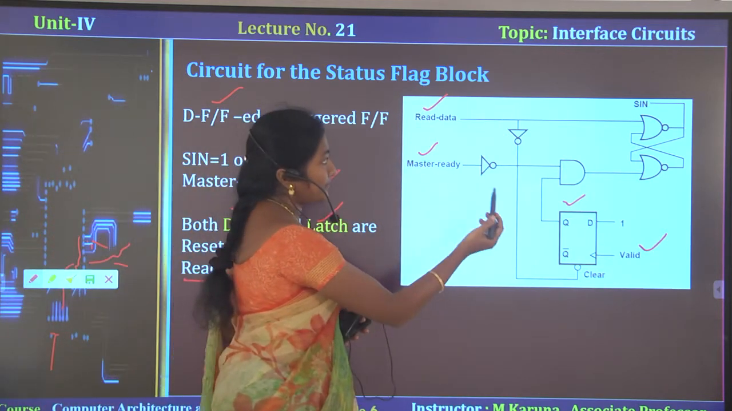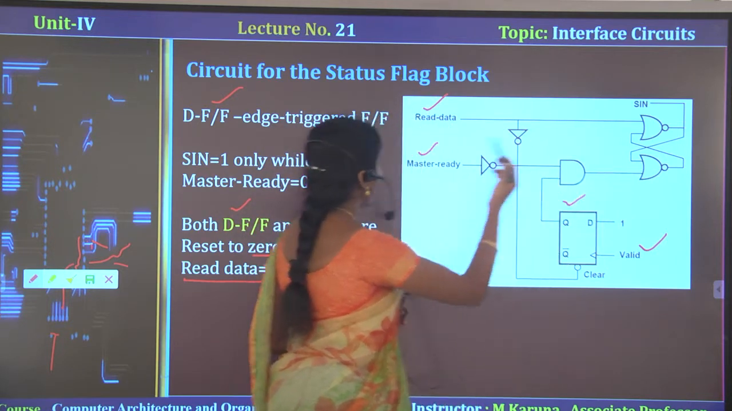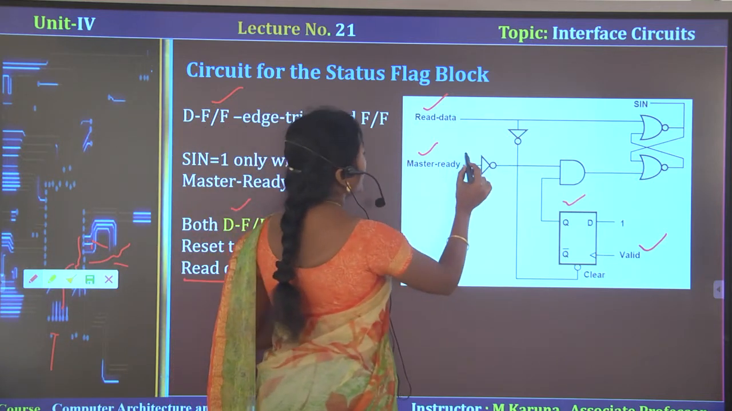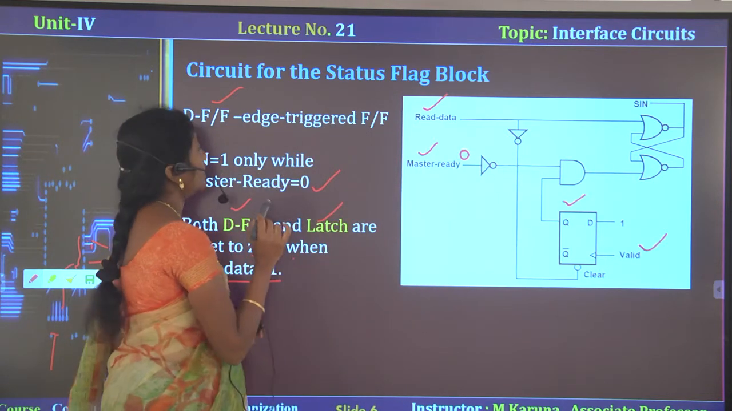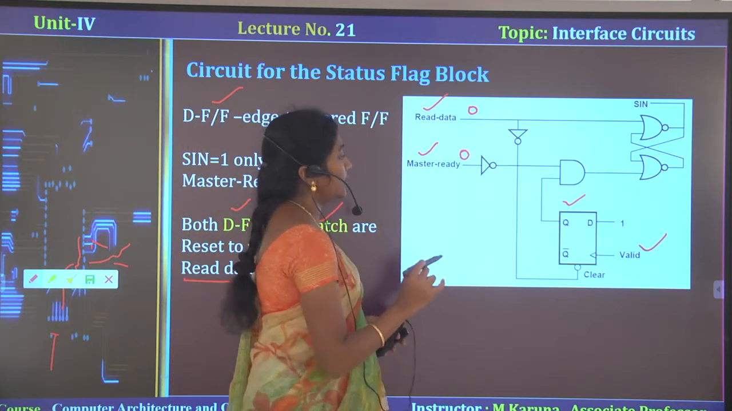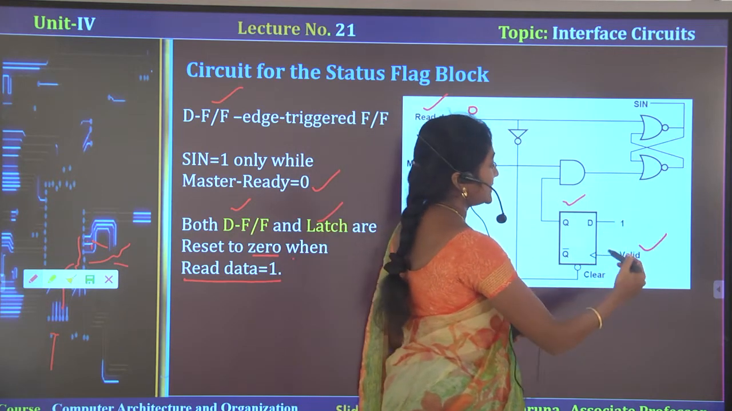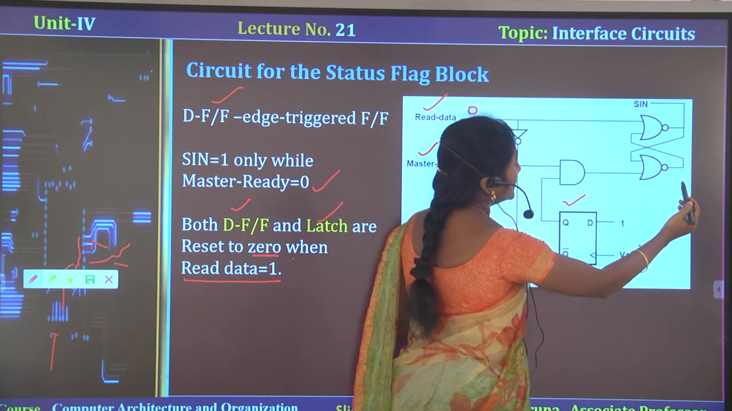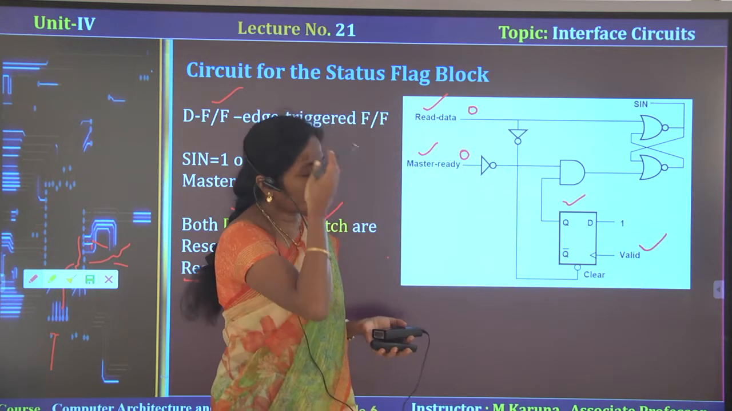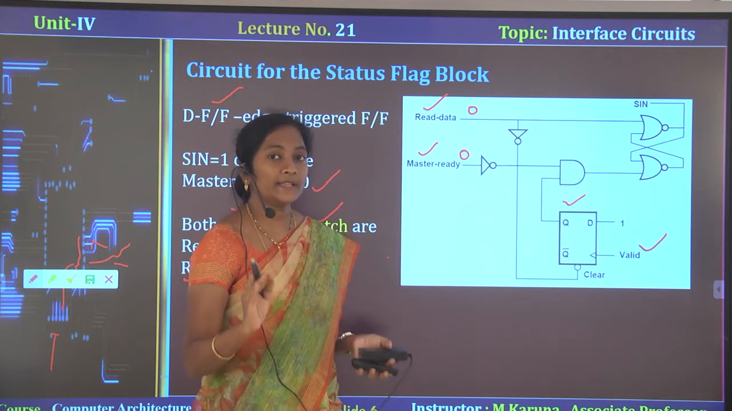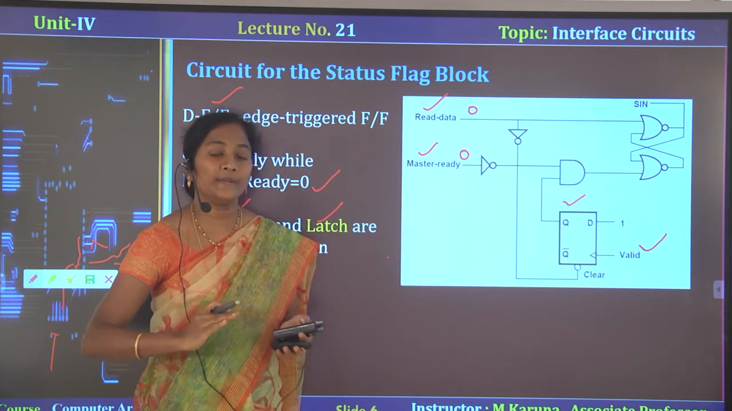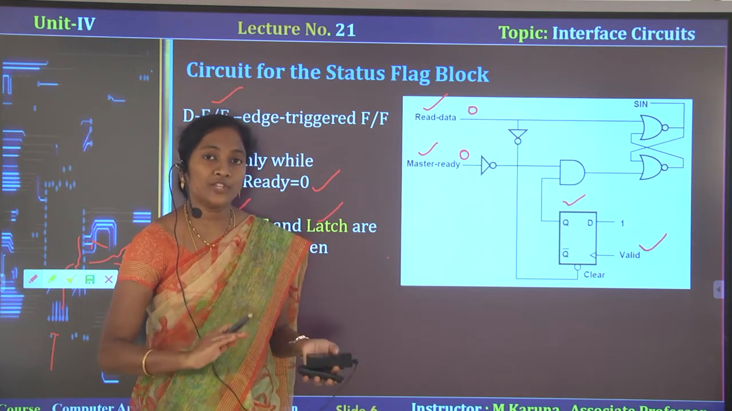Here the status flag is set or reset based on these conditions. Let us see one by one. For example, here master ready signal is 0 and read data is 0. Whenever a key is pressed, the valid signal will be provided by the keyboard. Whenever the key is pressed, the data is transferred to the data in register, and immediately the valid bit will be changed from 0 to 1.